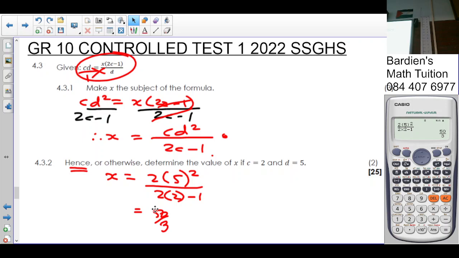So it's 50 over 3 or 16,67. Okay, either one would be acceptable then.